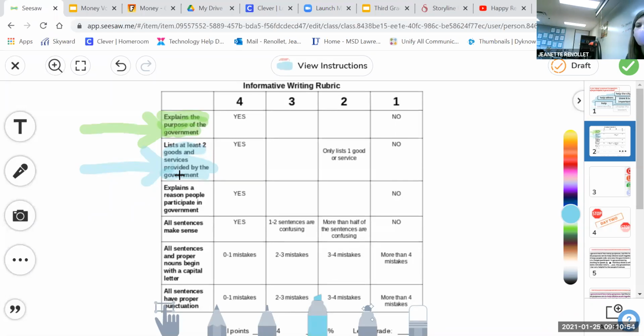Kaylee, what's one? The government provides helpful things. What's a good or service they provide? List an example in our writing. What do you have, Theo? Parks. Schools, they pay for schools. What else?